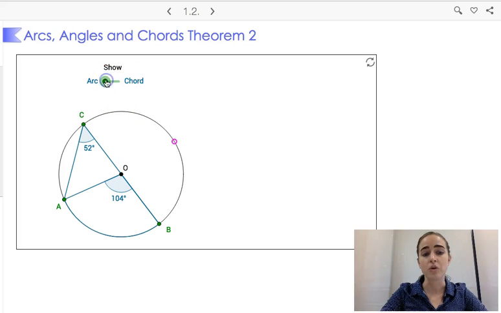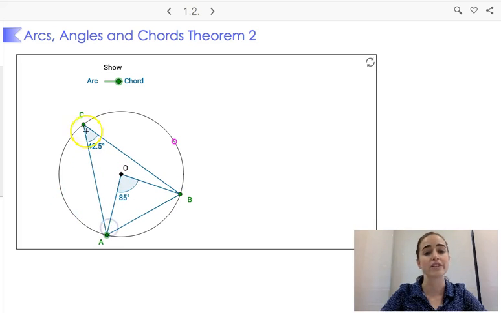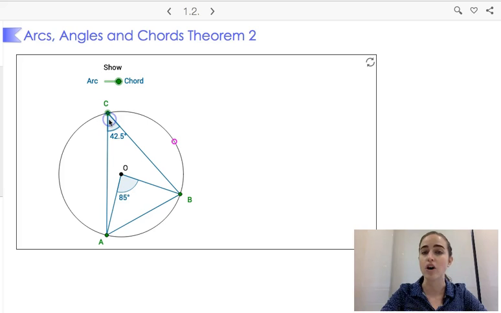It also works with chords as well. If we have a look at the chord here, so that's angles standing on the same chord instead of standing on the same arc, that relationship still holds.